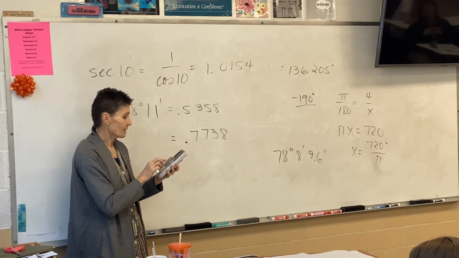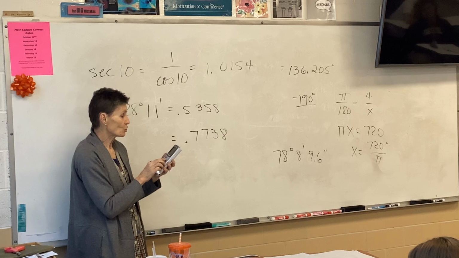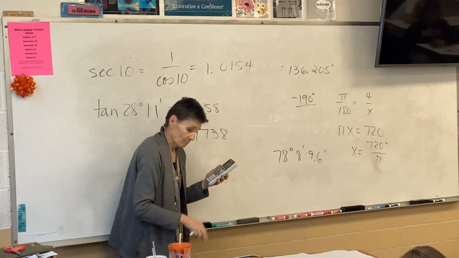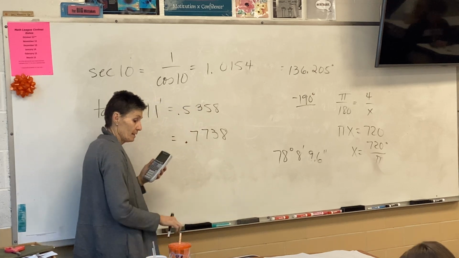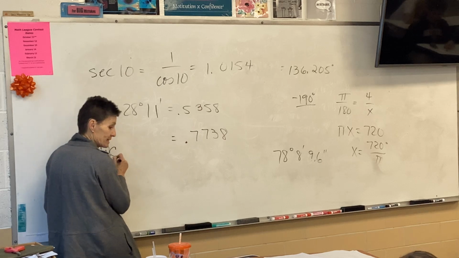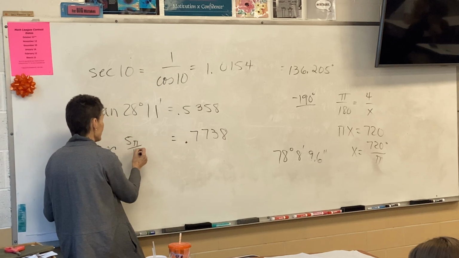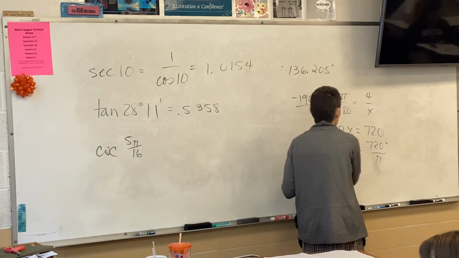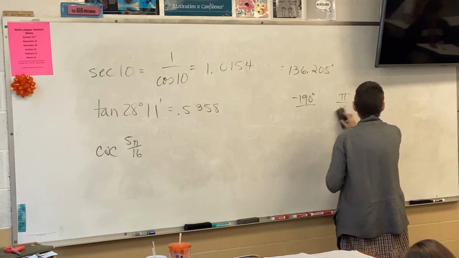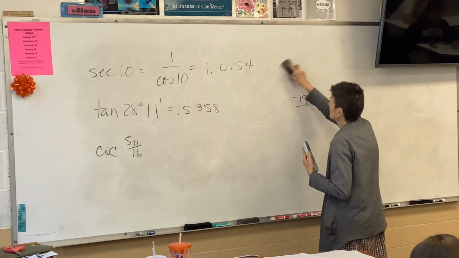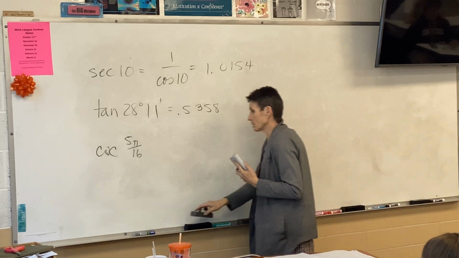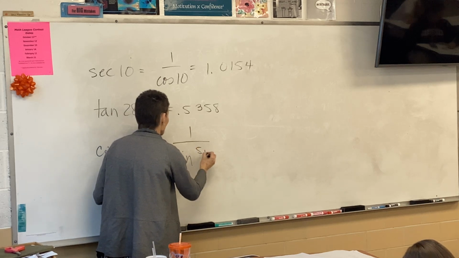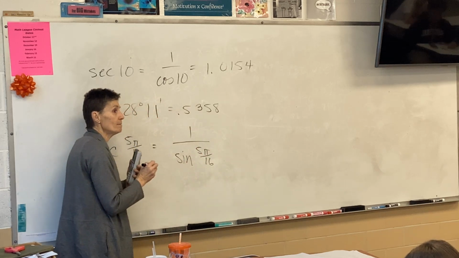So we're going to go back to mode, and we're going to switch into radians. So highlight radians. And then we're going to do cosecant, problem C, cosecant 5 pi over 16. Can you put a cosecant into your calculator? No, not directly. How are we going to type it in? 1 over sine. So you are literally going to type this.